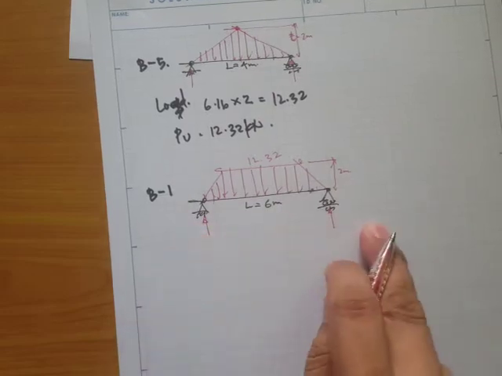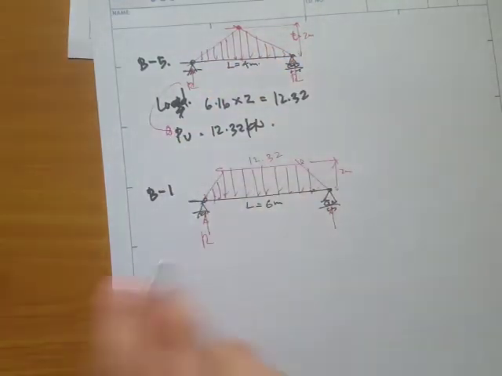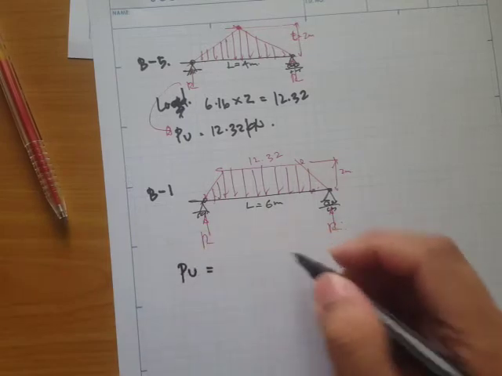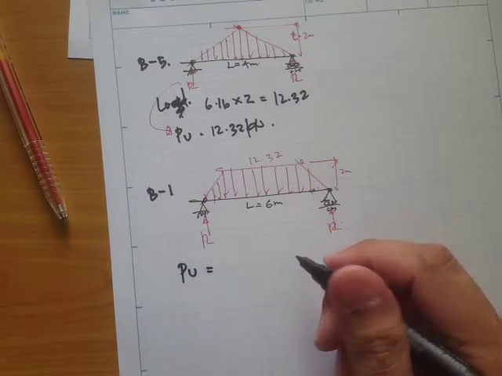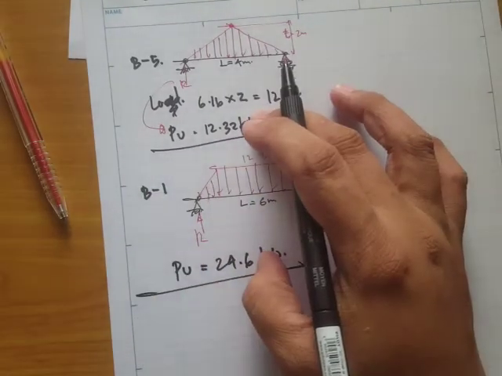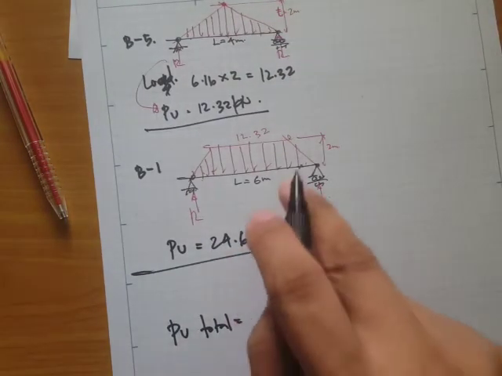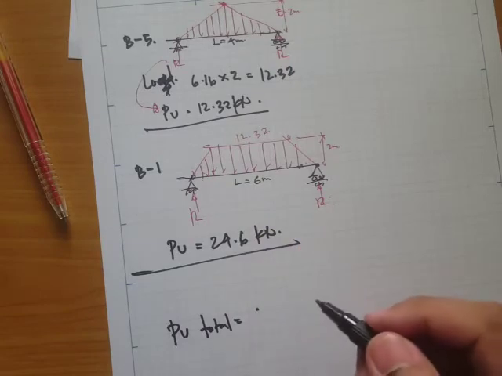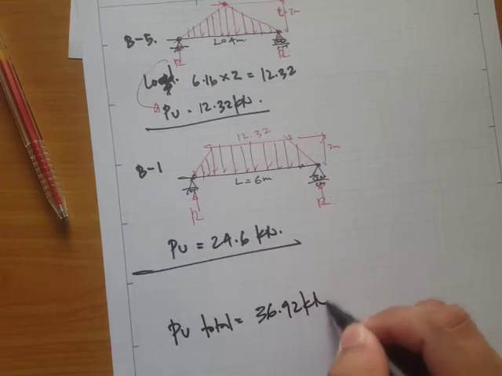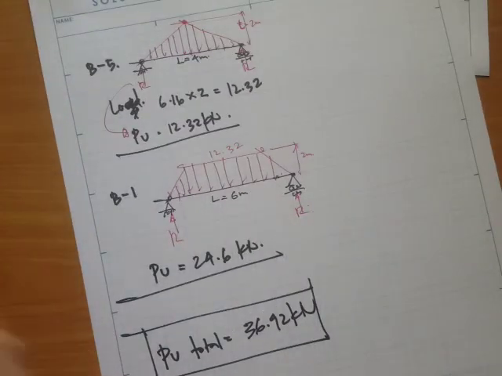So the reactions for this is 24.6 kilonewtons. Okay, so that's the value. Now if you add that, the total is going to be 36.92.